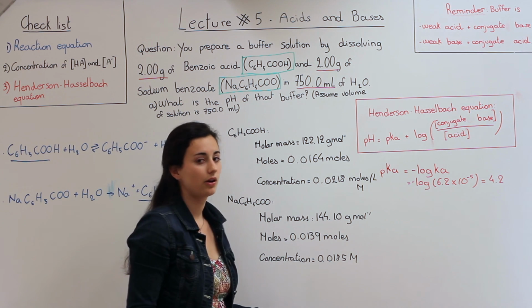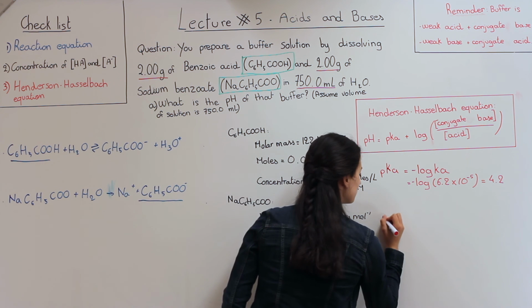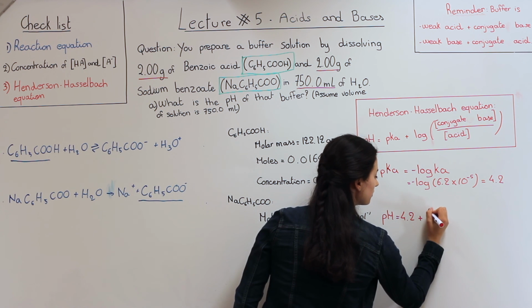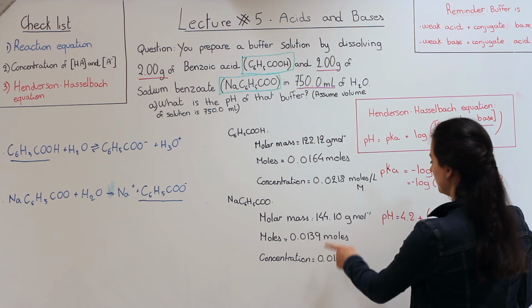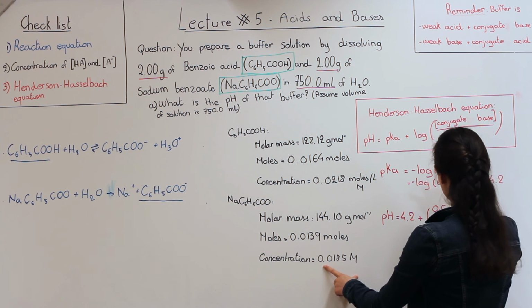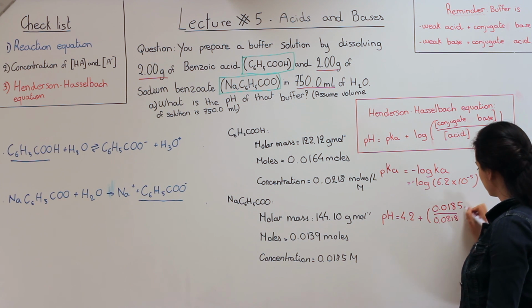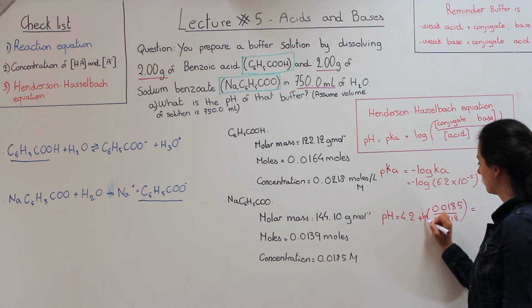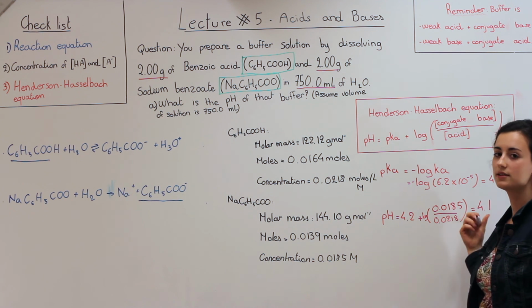Now I simply have to plug all my values in. The concentration of the conjugate base, which is right here, and of the acid, which equals out, log. When you take the log of this, it equals 4.1. And there we go, that's the pH of your buffer.